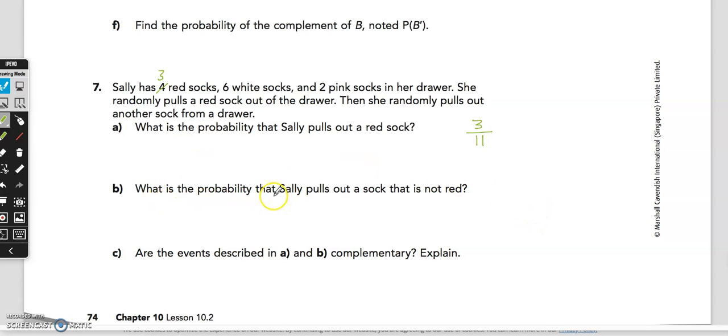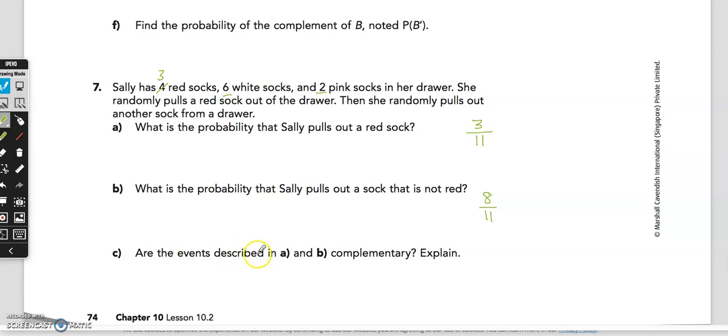What's the probability that Sally pulls out a sock that is not red? Well, let's look at the favorable outcomes for not being red. There's 6 white and there's 2 pink. That means there's a total of 8 outcomes that are favorable to not pulling out a red sock, and of course there are 11 outcomes altogether.